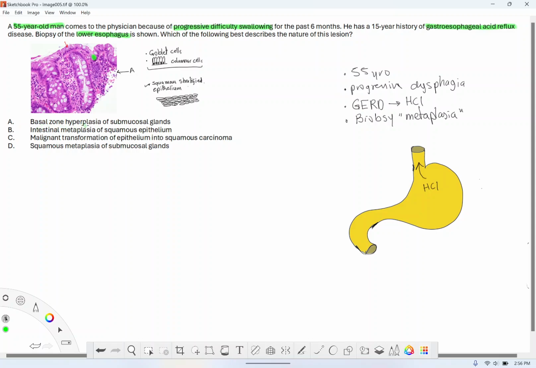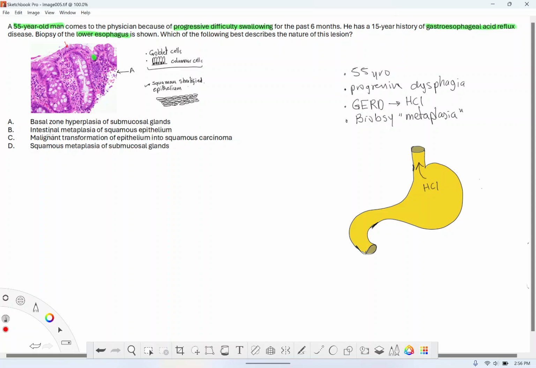Basal zone metaplasia. So let me change it to red. Basal zone hyperplasia of submucosal gland. Hyperplasia of submucosal gland can be sort of a cancer or increased growth, but that's not what it is. We're looking for metaplasia.